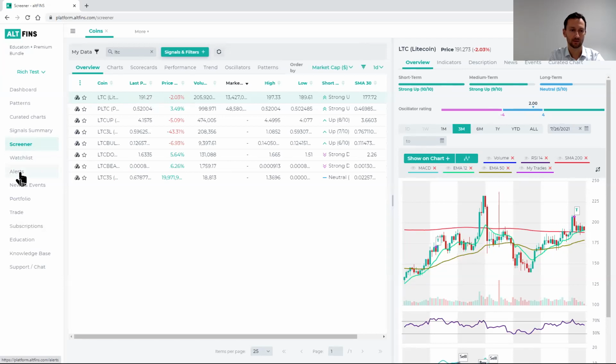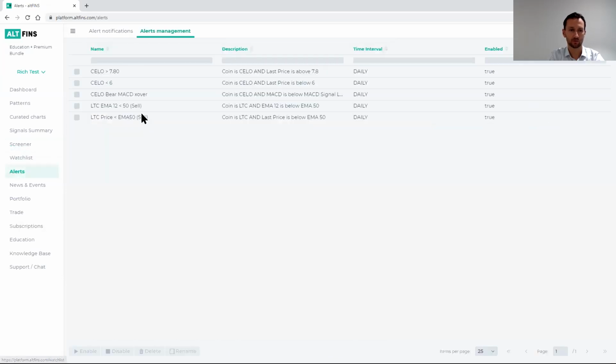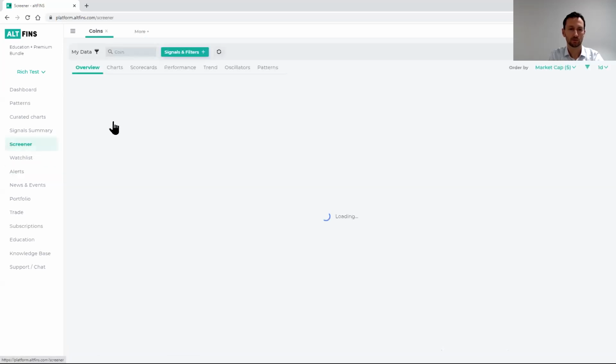And then again, these alerts, if you want to double check that you've created them, are under the alerts tab, under alerts management, right? Here are the 2 that we created. You can then later disable them or delete them, and the alert and notifications will appear here. So far, none. So that's the Litecoin trade with the crossover EMA 12 over EMA 50. And then the other one that we did was CELO, and that one's working out well.